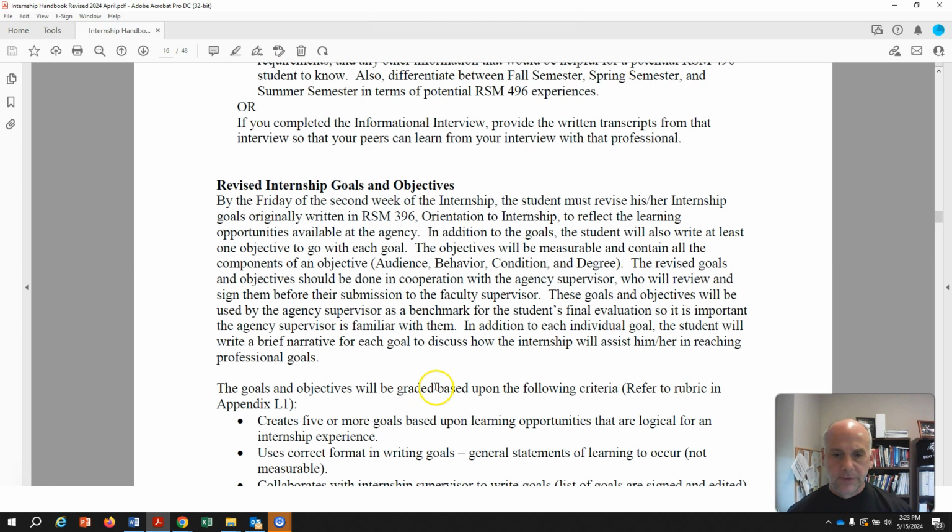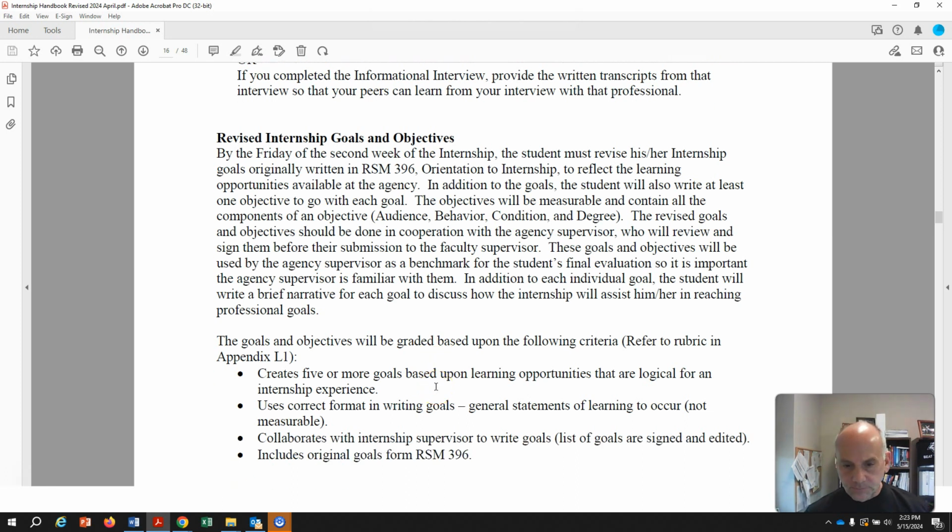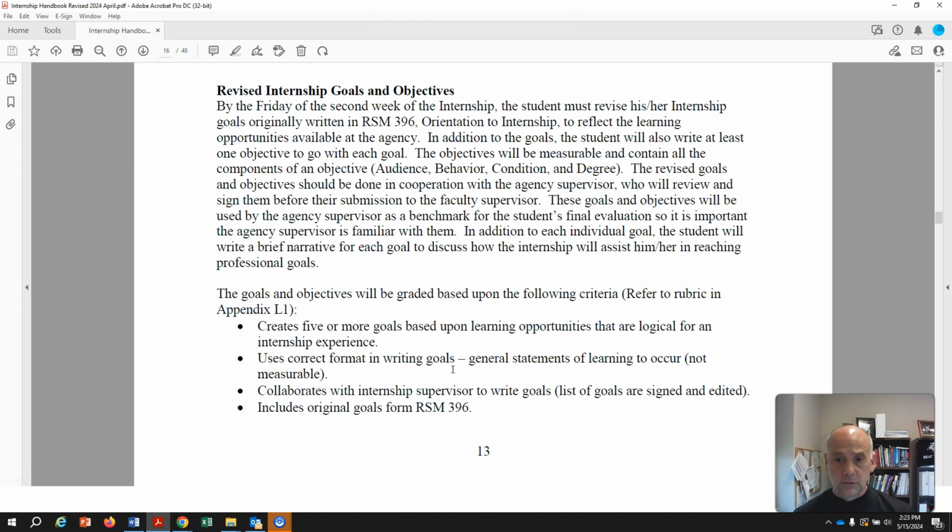Okay. So you have to create at least five goals, and then based upon those goals, at least create an objective to go along with each. Remember, the goals are general statements of intent, and objectives actually give you a way to measure that. Think about them as benchmarks. What is going to show you that you've accomplished a skill?